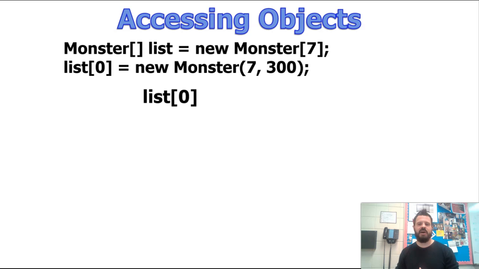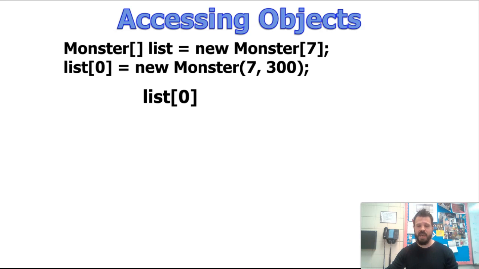Next thing we're going to talk about is how to actually access the objects stored within an array of objects. What I mean by that is, let's say we create an array of monster objects. We'll call that list once again. And let's say we instantiate an actual monster object at index 0 in that list. So the question is, how can I access the object in that spot on the list? How can I call methods on it? How can I get the information?